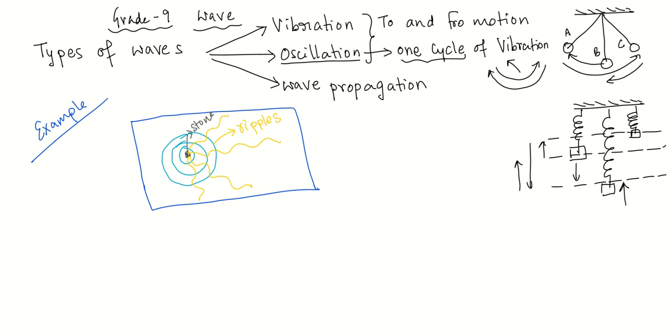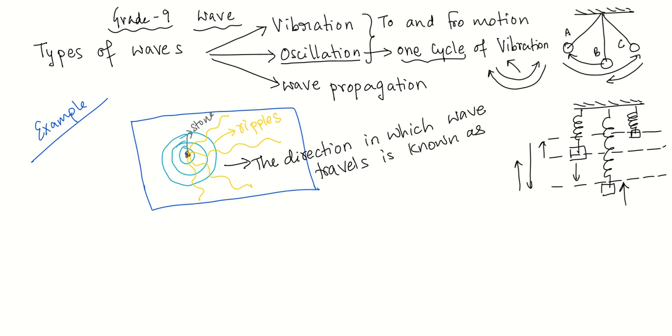Now that direction of the wave is known as your wave propagation. So the direction in which the wave travels is known as wave propagation. So propagation is nothing but basically a movement, okay, movement of wave.